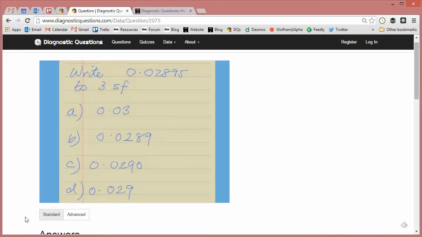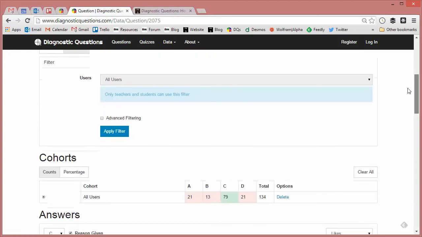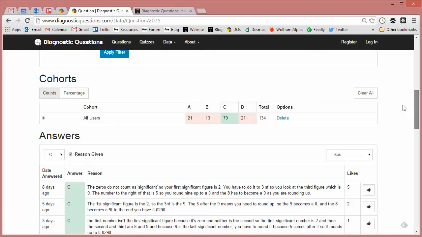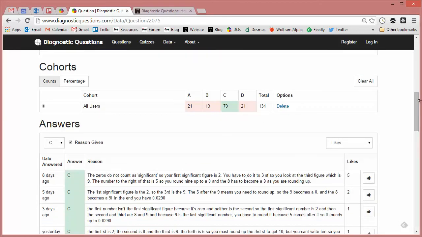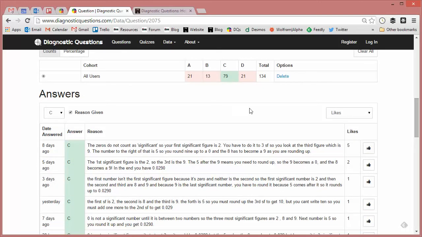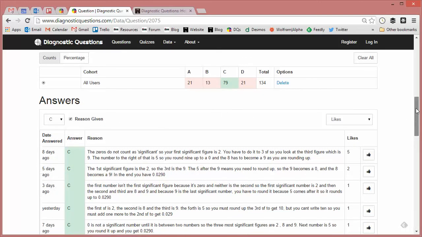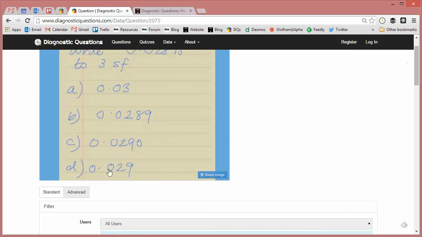So what I'm going to do is click on Advanced. And on advanced mode, I can filter different things. So there I can see the statistics on the question. And here at the moment, it's filtered out all the correct answers that have been given for this question. So answer C is the correct one there, which is 0.0290.